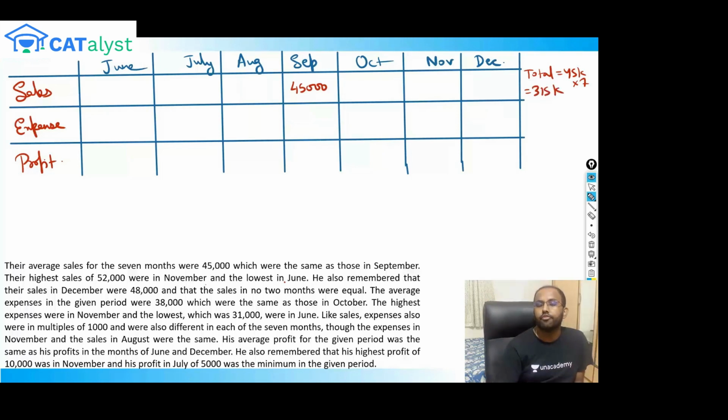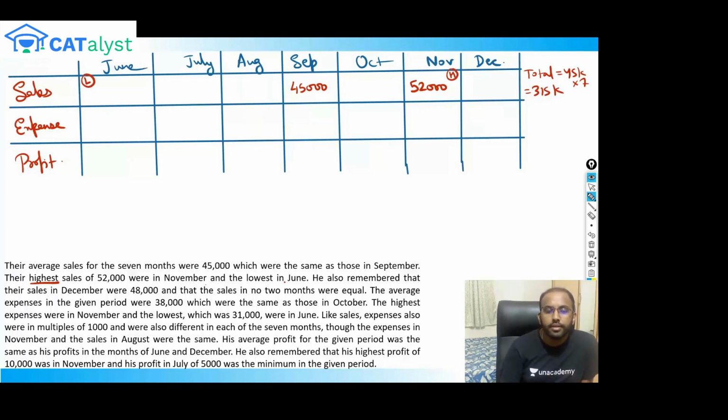315k, that is 3,15,000. Okay, now basically their highest sales of 52,000 were in November. Mark somewhere highest, because in a data puzzle, no point is useless. We utilize every point. So if they are given highest here, there must have been some meaning. And their lowest was in June. So mark here, the lowest was in June. Mark an L here.